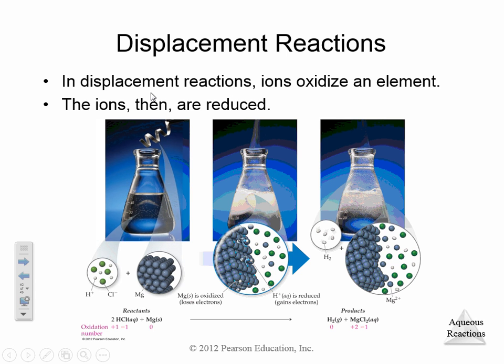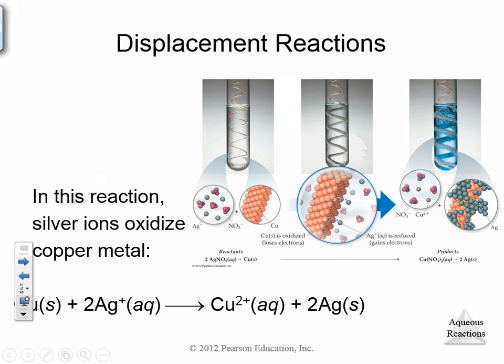And what happens is one particular atom in a single replacement, or what they call a single displacement reaction, really, something is oxidized and something is reduced. And when that happens, you're going to get a type of reaction. So in displacement, or what last year we termed replacement reactions, either single or double, you're having something get oxidized and you're having something get reduced.